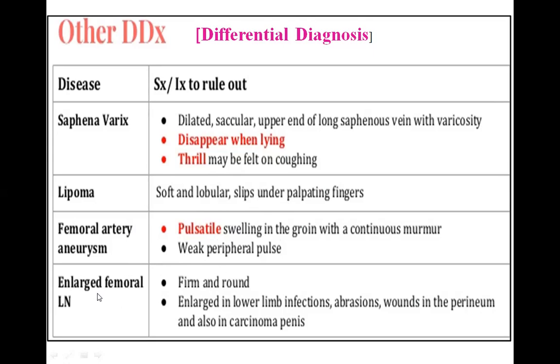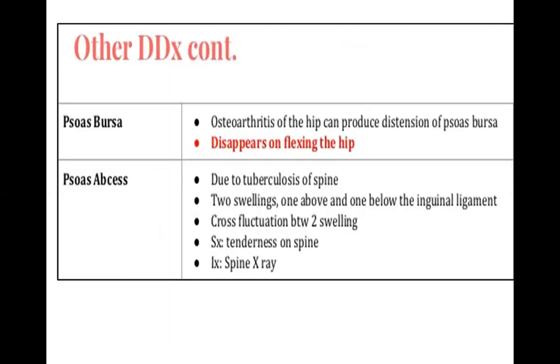Enlarged femoral lymph nodes are firm and round. Enlarged in the lower limb because of infection, abrasions, wound in the perineum, and also in carcinoma of the penis. So these are the causes of the enlargement of the femoral lymph nodes. Psoas bursa: osteoarthritis of the hip can produce distension of the psoas bursa, but this psoas bursa disappears on flexing the hip. Then the one most important differential diagnosis is the psoas abscess, which occurs due to tuberculosis of the spine.